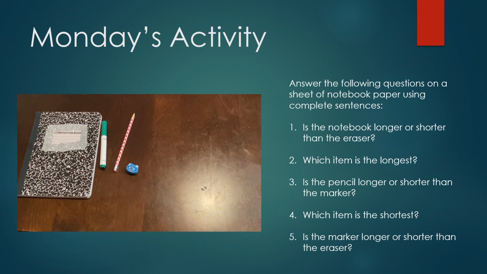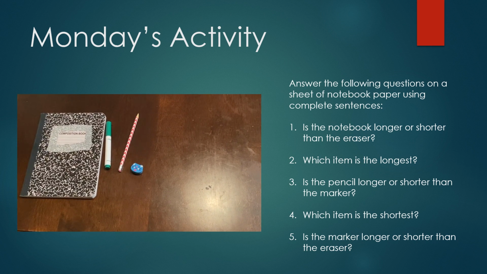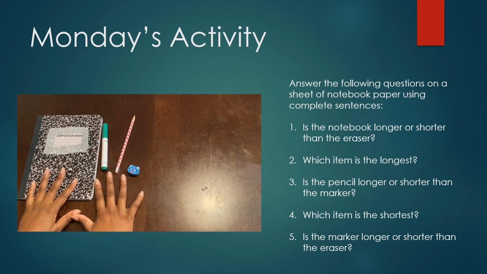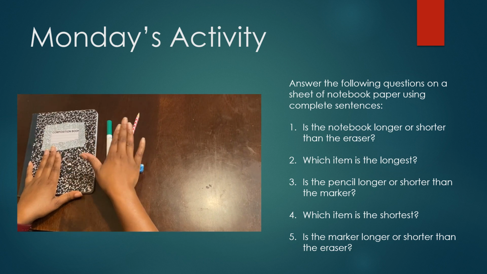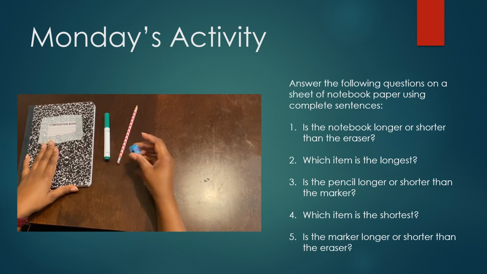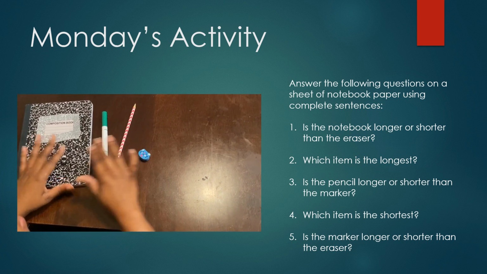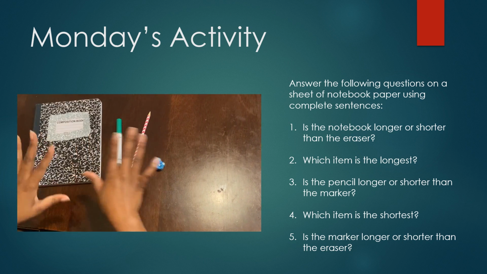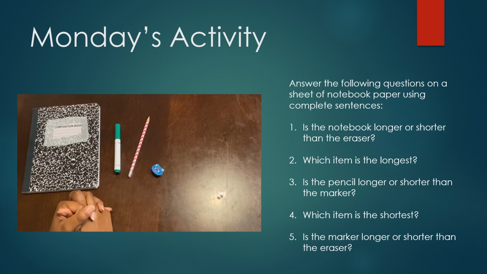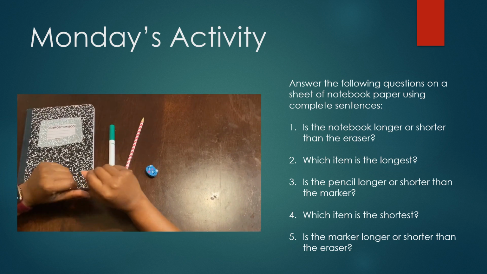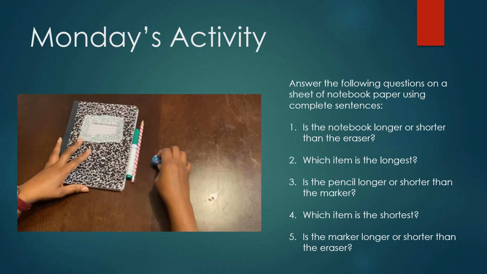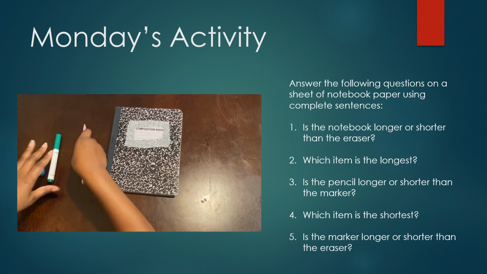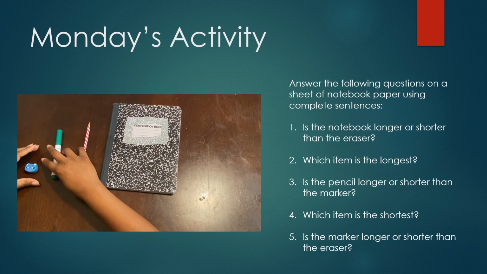Hi guys, so for these activities, we're going to be focusing on measuring objects. For Monday's activity, you only need a few items. I have my notebook, marker, pencil, and an eraser. You're going to collect different objects of different lengths. We're going to place the objects on the table, and the objective is to order them from shortest to longest. So you're going to find which object is the shortest, and then put them in order from shortest to longest.